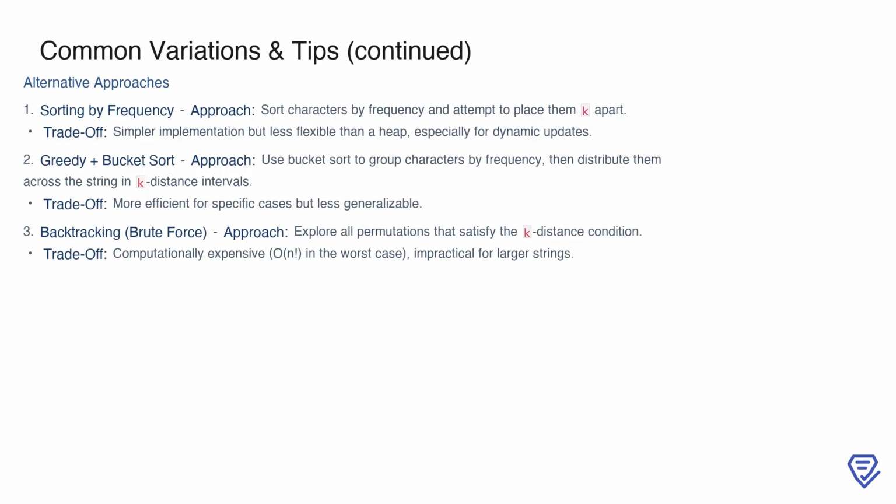Another option is a greedy strategy combined with bucket sort. Here, you group characters by frequency and distribute them across the string in k-distance intervals. While this can be more efficient for specific cases, it's generally less adaptable to problems with more complex constraints.